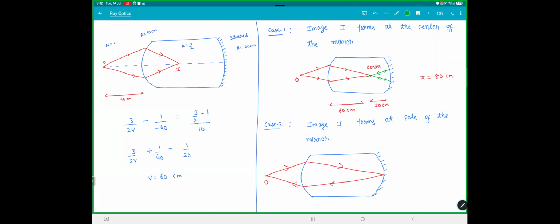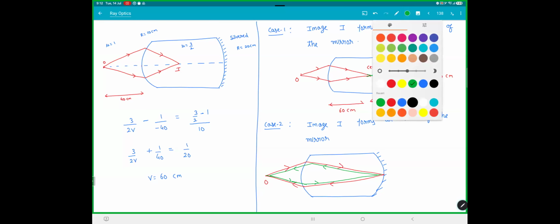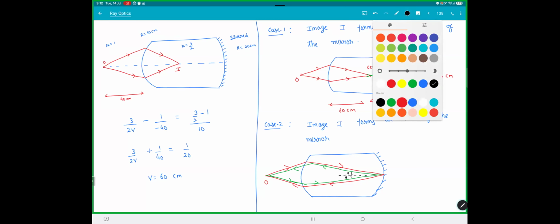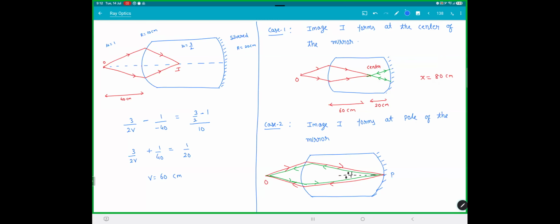The light ray which went down, that will hit the pole and will come back from the top. You get it? So this happens at the pole because we know that is a normal. This is theta and this is theta. That means this distance itself is 60 centimeters. So X is 60. So this is a multiple choice question. Both are right.